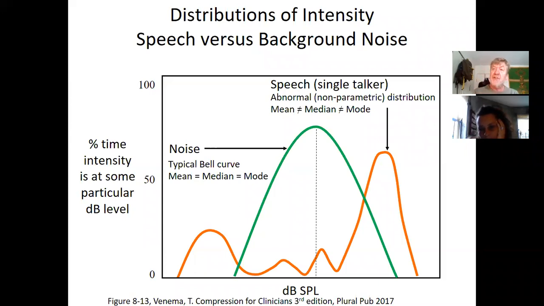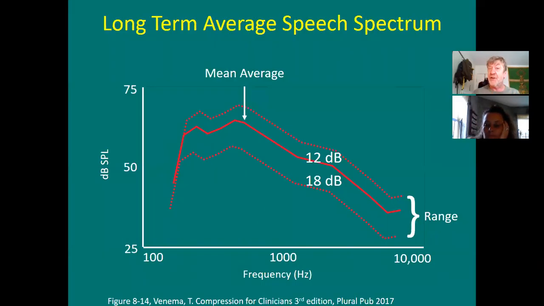The story is the amplitude of most noise is fairly steady and it's at one level over time. Whereas the amplitude of speech, of someone's flapping gums right now, is all over the place. And that's the cue that digital hearing aids use for noise reduction.